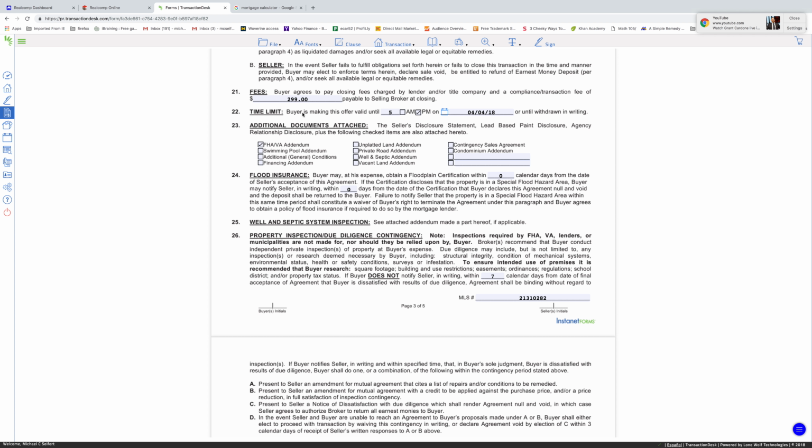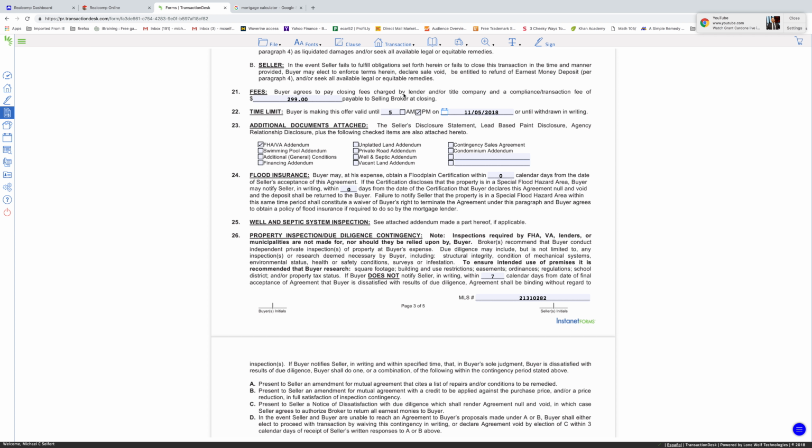The most important thing here is the time limit as well. Very important. Always, always put a time limit in your offer. Always. Here's the reason. We're going to make this offer for, excuse the date here, but let's just say the date was 11. We're going to give them till the 5th, which would be tomorrow at 5 p.m.